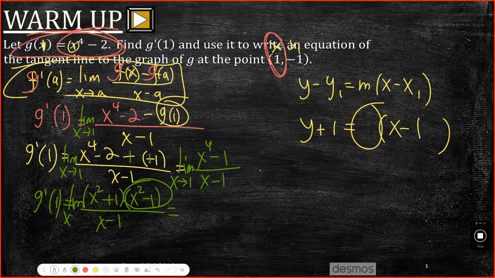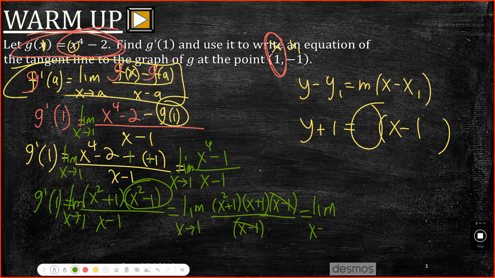So we have the limit as x approaches 1 of x squared plus 1, and x squared minus 1 is x plus 1 times x minus 1, over x minus 1. Now here we can cancel out that x minus 1. So then we get the limit as x approaches 1 of x squared plus 1 times x plus 1. And now we can go ahead and substitute x equal to 1.